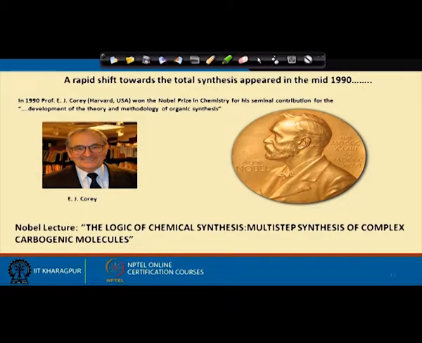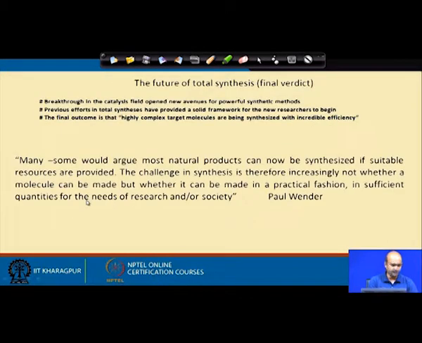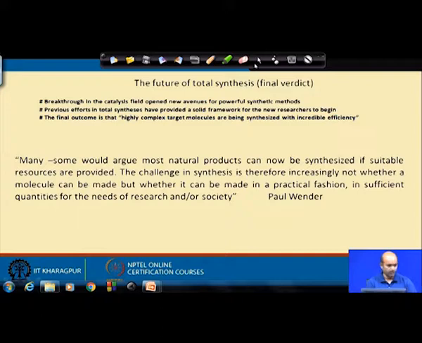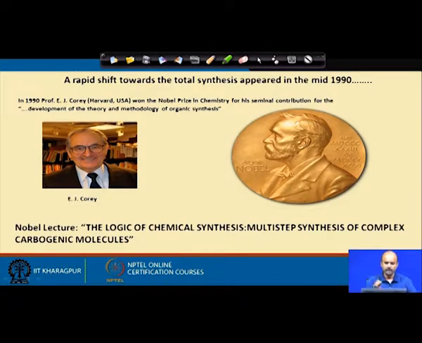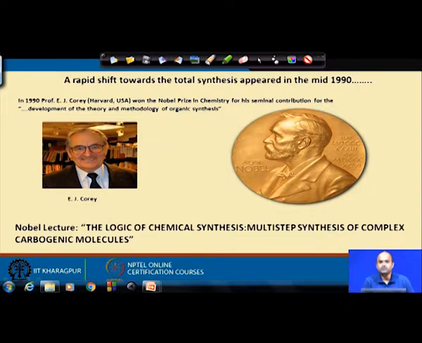Okay. So, once we reached 1990, we started from 1921 or 1909, then we almost crossed 80 years, and then you see that Professor E. J. Corey got the Nobel Prize in 1990, and Professor Corey made a fantastic contribution in the field of organic synthesis. Professor Corey's Nobel lecture basically highlighted the logic of chemical synthesis, multi-step synthesis of complex carbogenic molecules. Carbogenic means organic molecules which have only carbons and hydrogens.